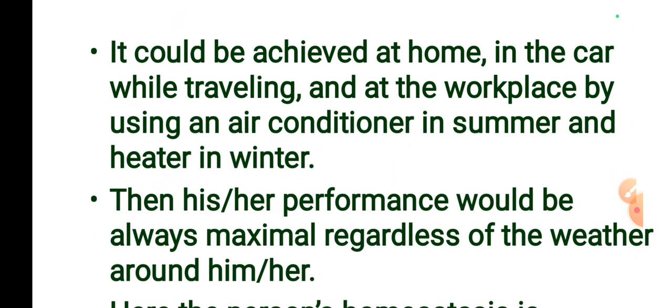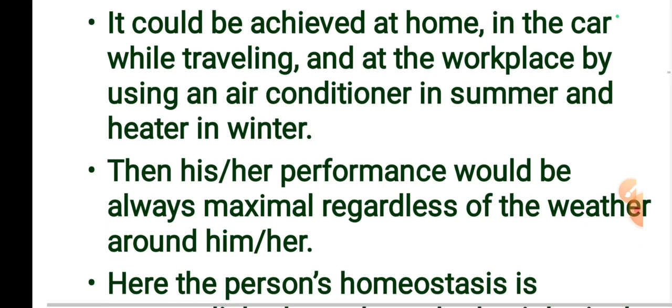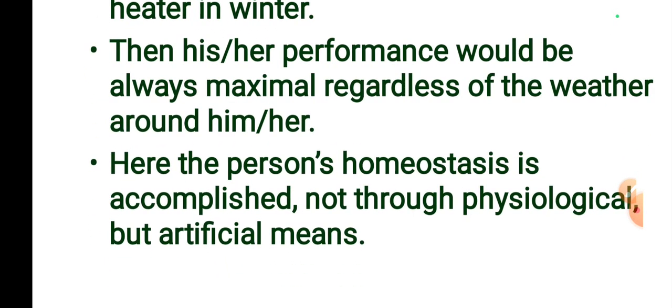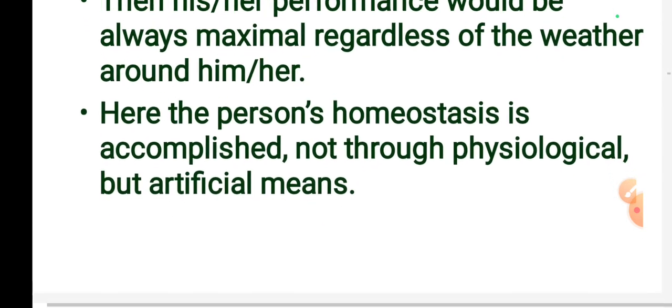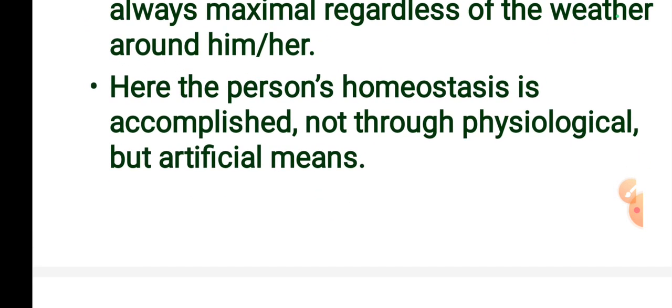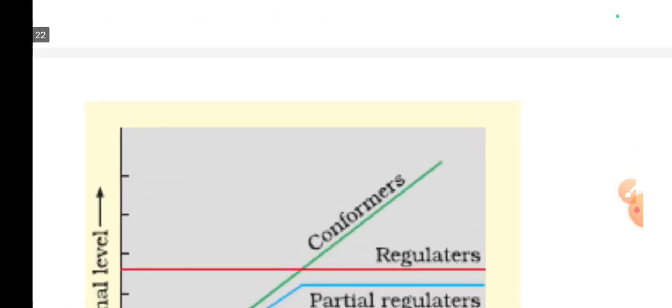It could be achieved at home, in the car, while traveling, and at the workplace by using an air conditioner in summer and a heater in winter. Then his or her performance would always be maximal regardless of the weather around him or her. Here the person's homeostasis is accomplished not through physiological but artificial means.